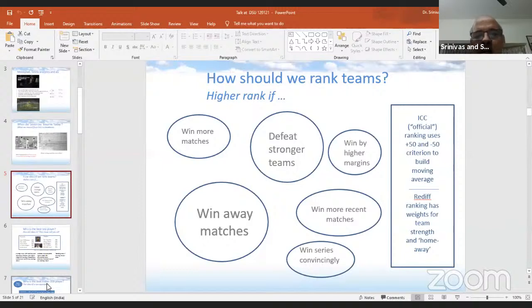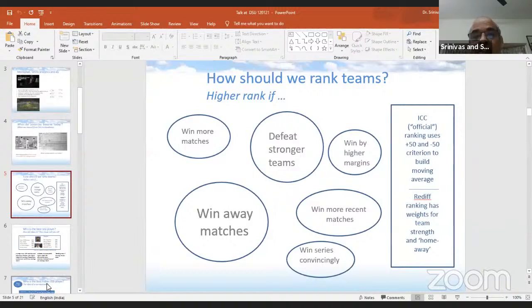Here are a couple of bubbles that I've put through. Take a look at those bubbles. I agree that I'm a better team if I win more matches. Would you agree? Of course you would agree. I mean, if you don't win anything, how can you be a good team? Would you agree that you become better if you defeat stronger teams? Without a doubt. I mean, you defeat Australia at Melbourne.